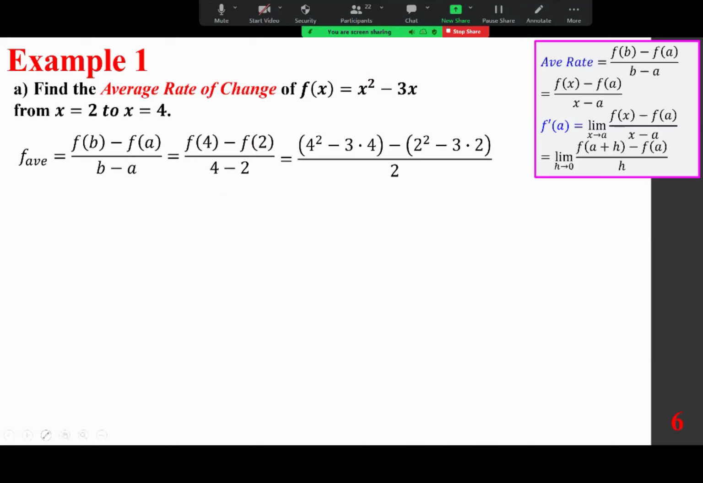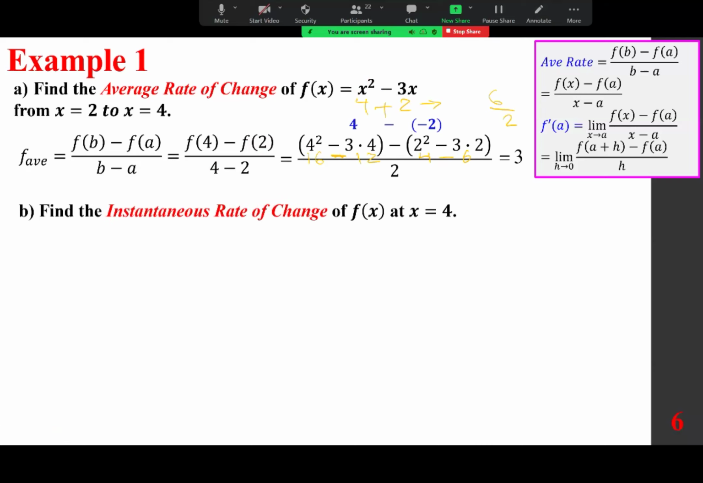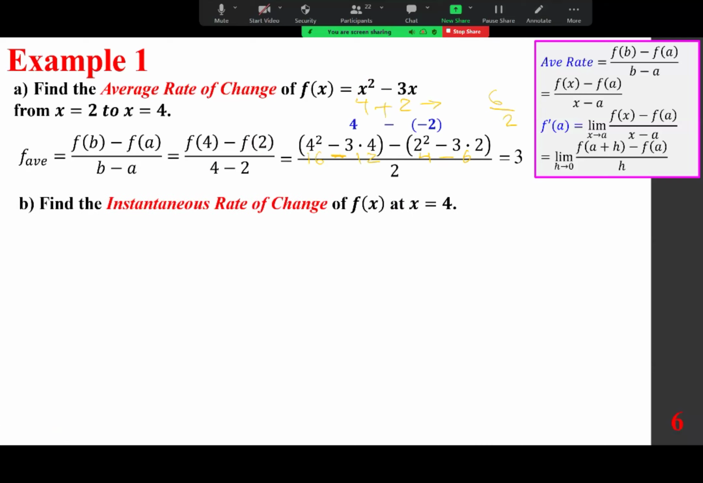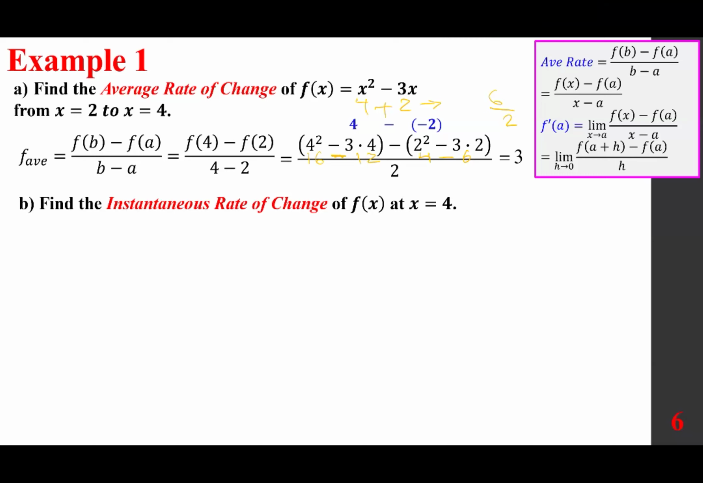So this is 16 minus 12, which makes it 4. This is 4 minus 6, which makes it negative 2. So we have 4 plus 2, which gives us 6 over 2 equals 3. Very simple. Find the instantaneous rate of change of f of x at x equals 4.